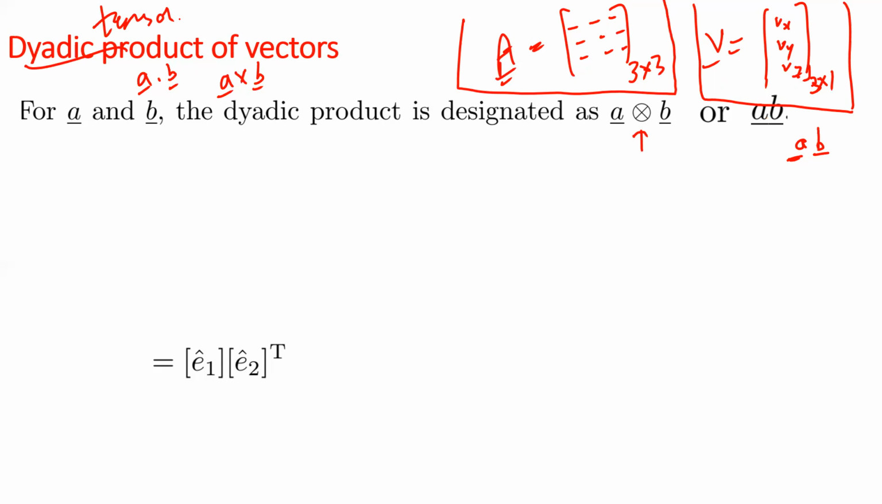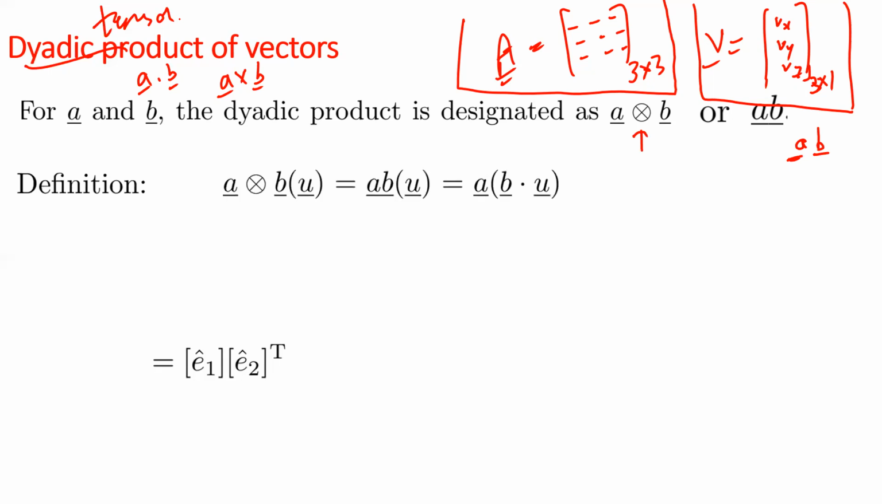Inner product is the dot product. Outer product is the tensor product. But how is this defined? Consider any vector U belonging to the 3D space. This is the dyadic product. This is the short form notation which we will stick to. And the result of it is this: you take the second vector, dot it with U, and then multiply with the first vector. That is how a dyadic product is defined, for any vector U.